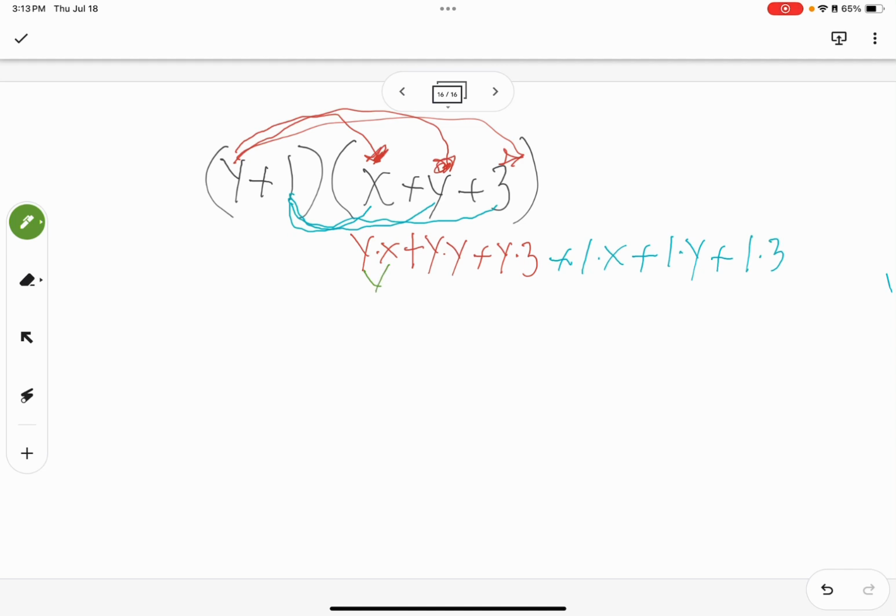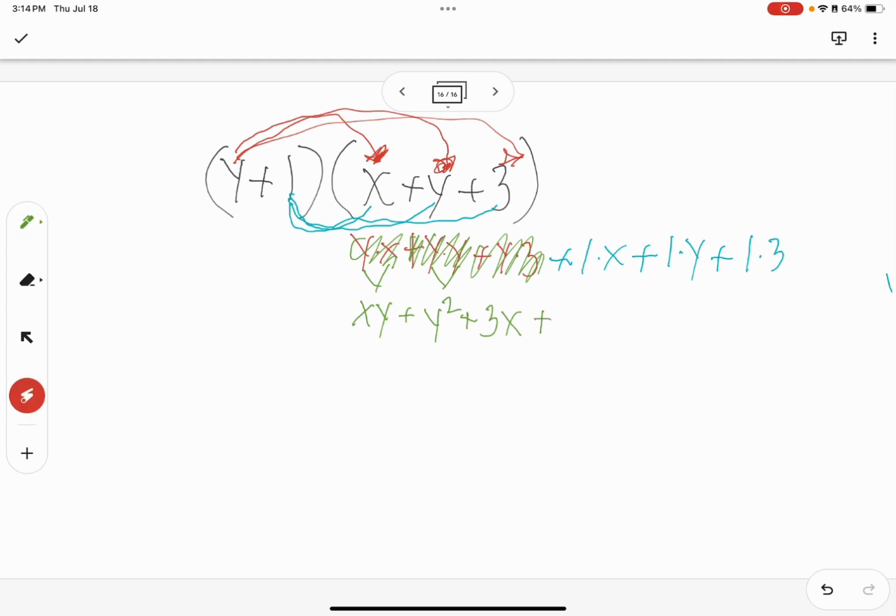Y times x equals xy, because we're doing it in alphabetical order. Going to bring down the plus sign, so that gets rid of that. Now we've got y times y, which equals y to the second power, or y squared. So we get rid of that. Now we're going to bring down this plus sign as well. And then y times 3 equals 3y, because we put the coefficient to the left of the variable. So that gets rid of that. Now we're going to bring down this plus sign as well.